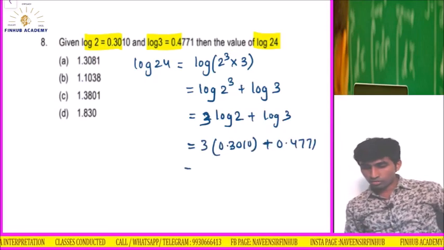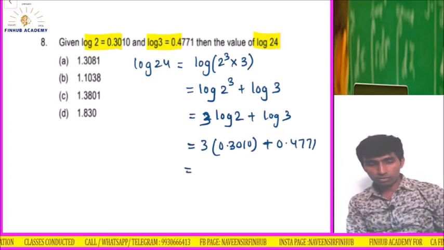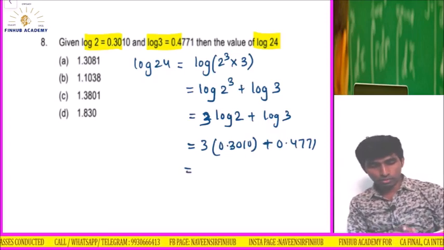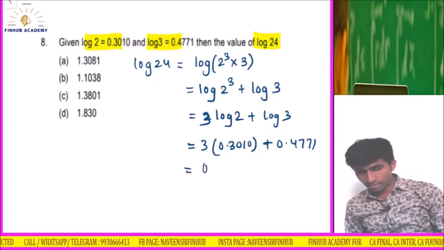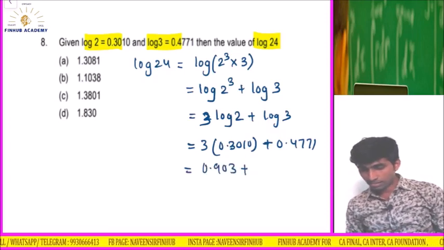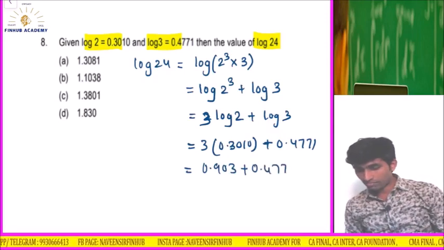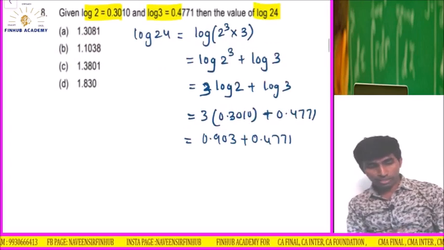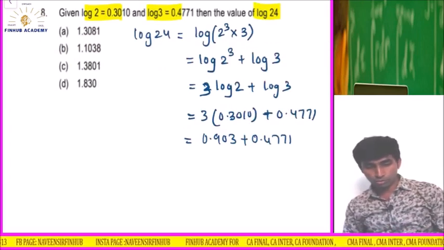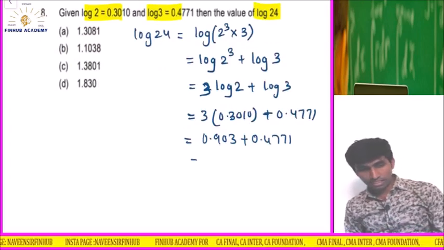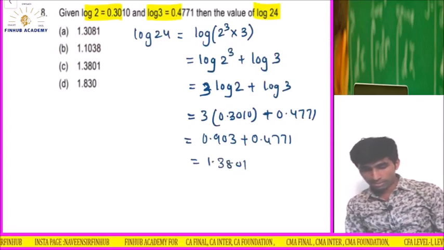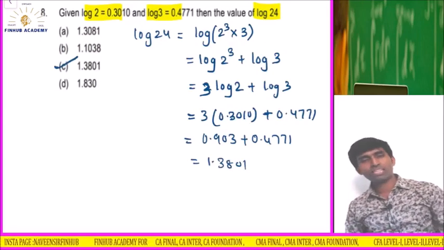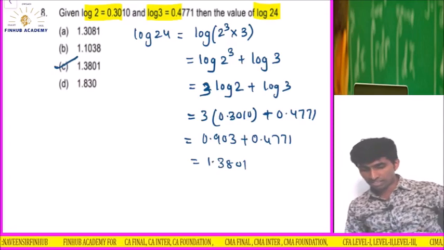0.4771. So 3 into, let's calculate, 3 into 0.3010, answer is 0.903 plus 0.4771. Obviously you should be quick. Okay, directly on the calculator you should be able to do 1.3801. 1.3801. Option is C. Okay, easy questions. These are very simple questions they have asked.